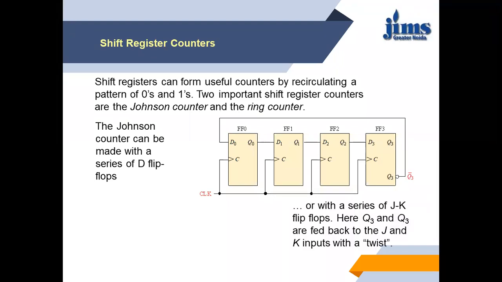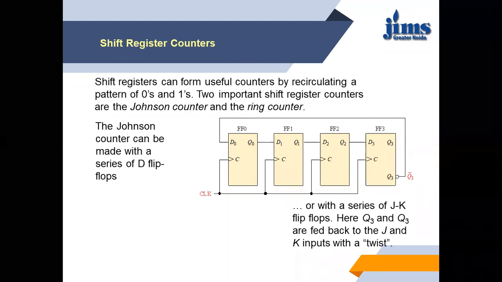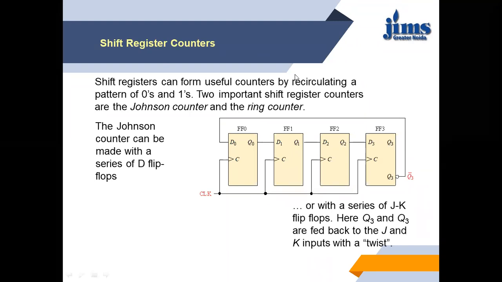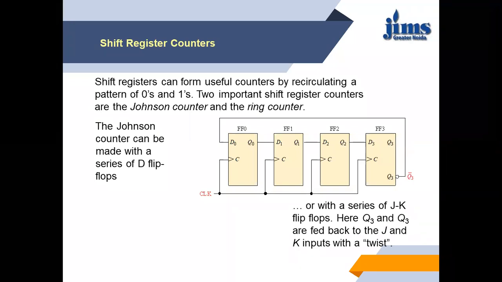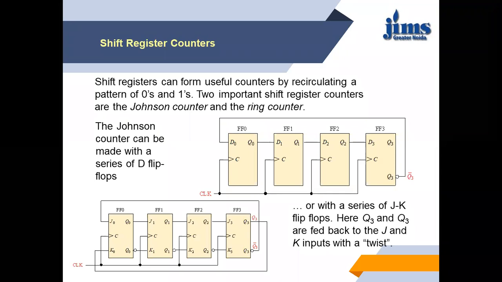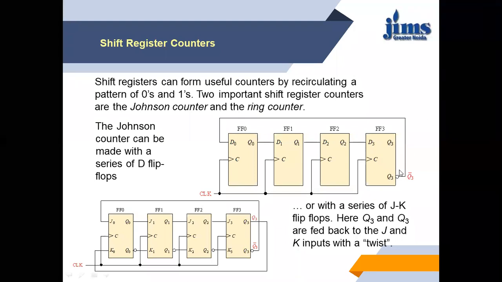Further, we can construct a Johnson counter with the help of the JK flip flop, but it is advisable that whenever you represent a Johnson counter or ring counter, you construct it with the help of the D flip flop, because it is the simplest method. So this is with the help of the JK flip flop. Again, the same has been done. Q3 bar is the input of J0. And here Q3 bar is the input to D0.